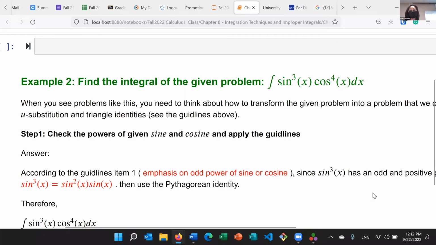Sine, okay. Since sine to the 3rd has the odd and positive power, I'm gonna rewrite that one. So I'm gonna do the algebra manipulation. I'm gonna rewrite it as sine to the 2nd power and then sine to the 1 power. Is everybody with me? So I have a 3, and I make it into a 2 and 1, right? That's 3. That's the kind of stuff you need to learn. You need to know how to manipulate.